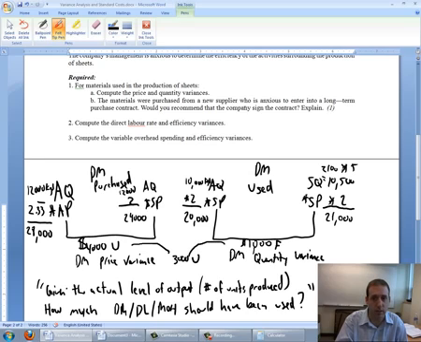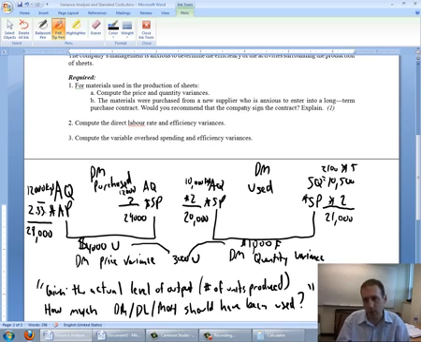Part B of the question says the materials were purchased from a new supplier who is anxious to enter into a long-term purchase contract. Would you recommend that the company sign the contract? Well, the new supplier appears to have given us better quality materials. Why would I say that? Well, we use the materials more efficiently than we are used to. We used less material than what we expected. So it's better quality material, but even though it's better quality, the supplier charged us more per kilogram.